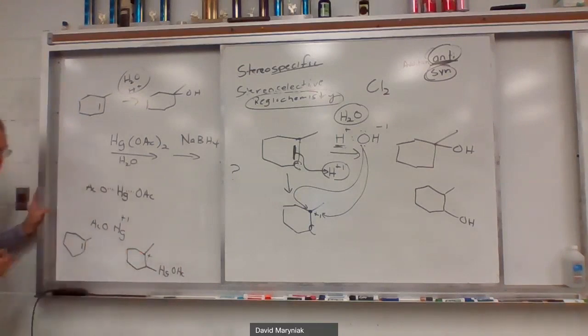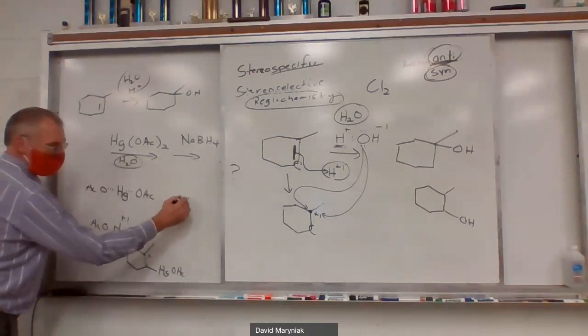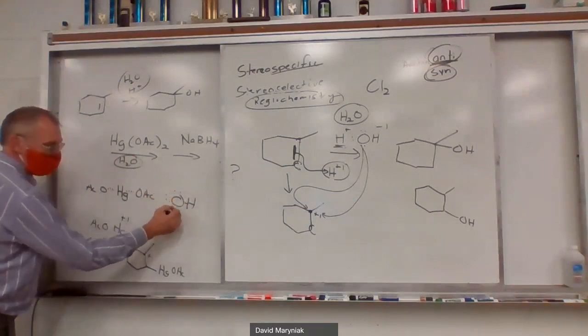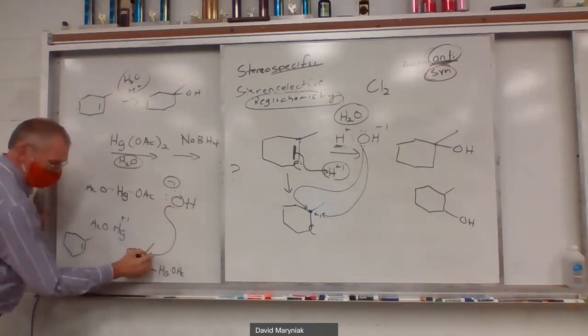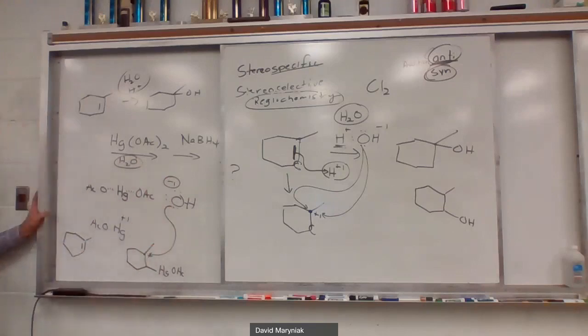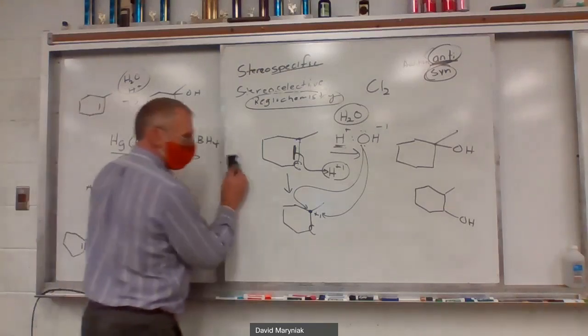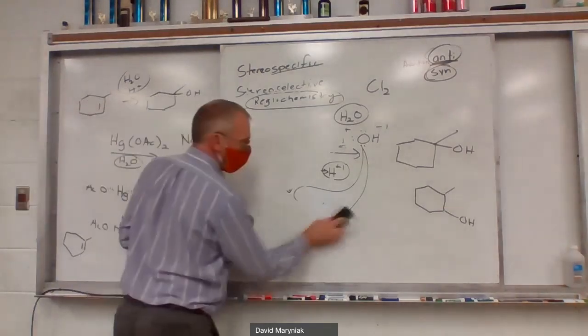And then you have that. And water is the key player in oxymercuration, demercuration. So the next step is to just take hydroxide and add it to that carbon. And now you have an intermediate, looks like what?